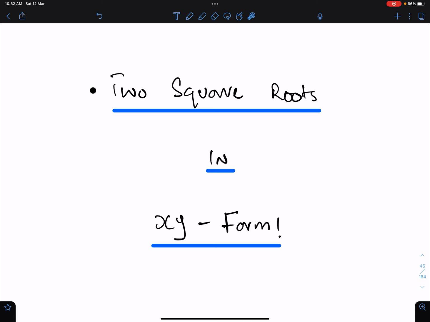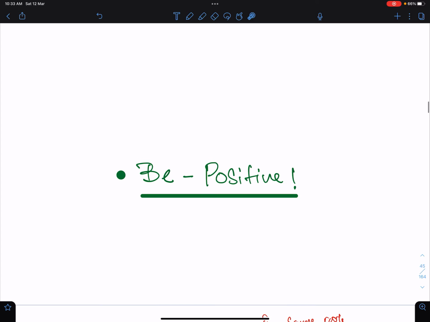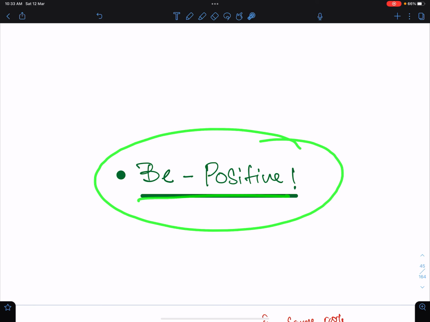Alhamdulillahi rabbil alameen. The topic of this lecture is two square roots in xy form. An important advice: we must always be positive.